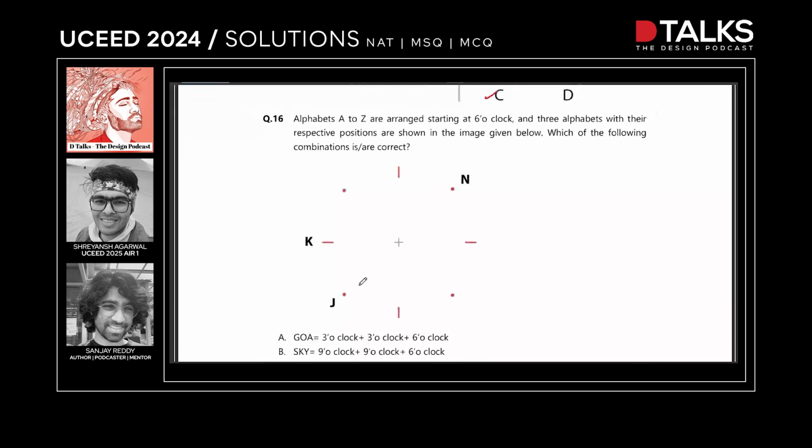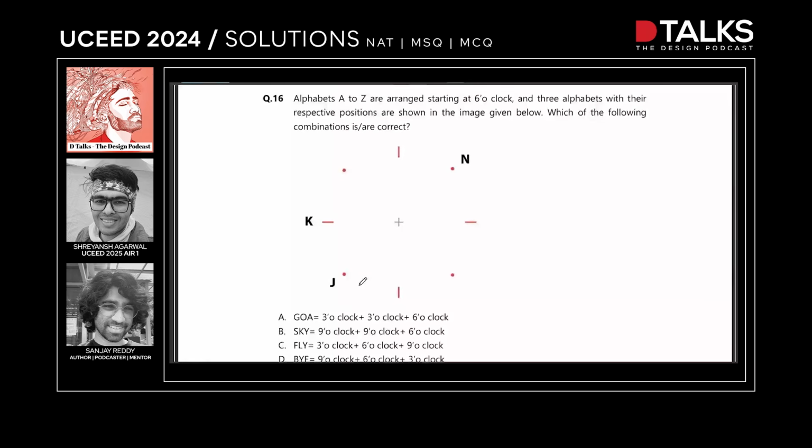Okay, 16. Alphabets A to Z are arranged starting at 6 o'clock, and three alphabets with their respective positions are shown in the image given below. Which of the following combinations are correct? Right. So don't overthink this question. Just make a clock on your sheet and write every single letter on it. It's fine. No one's judging you for cheesing your way out. People get egoistic. You know, I can do this without needing to write anything down. There's no need.